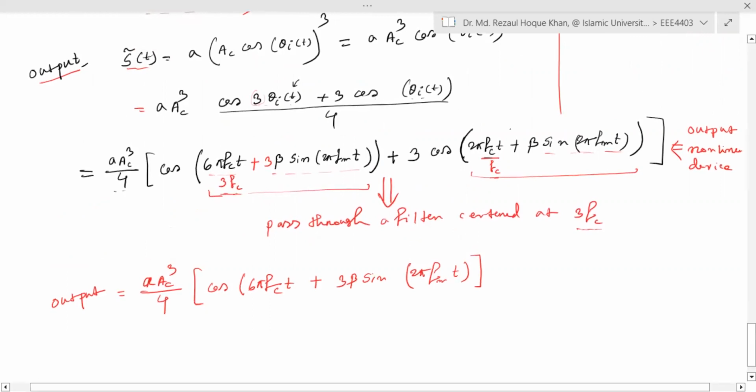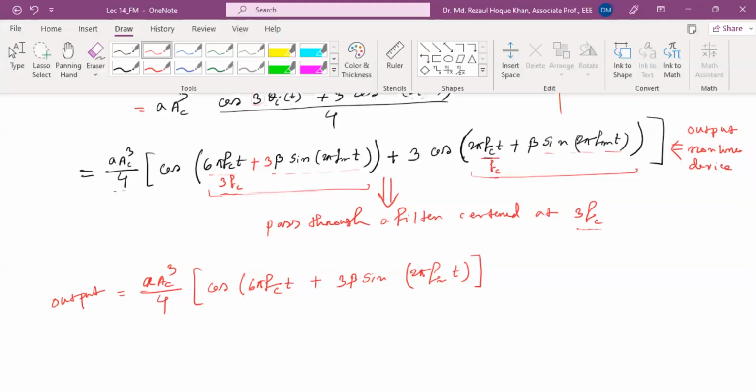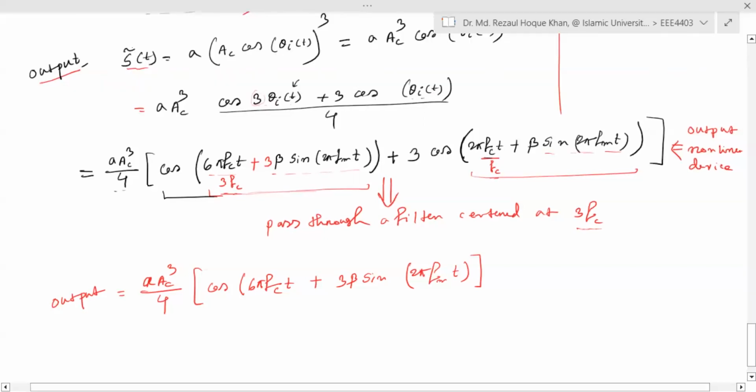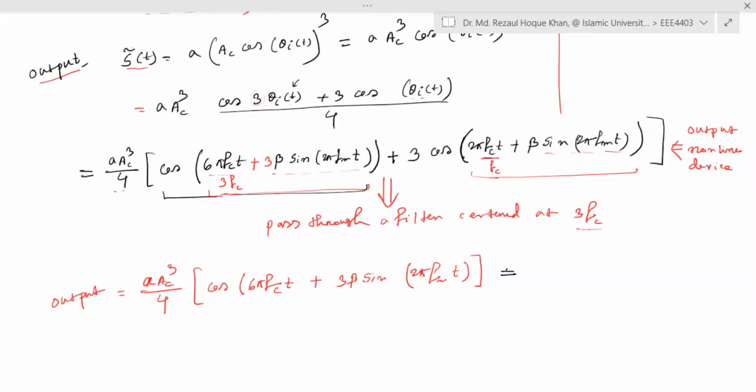is around 3fc. So only this signal can pass through, and only this signal will remain, which is actually this one. Okay, so here we can see this is the frequency multiplication by a factor of 3.